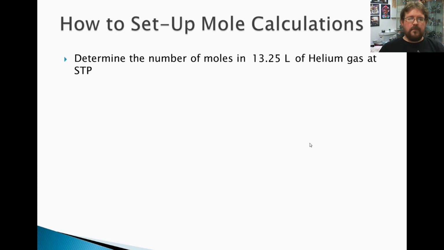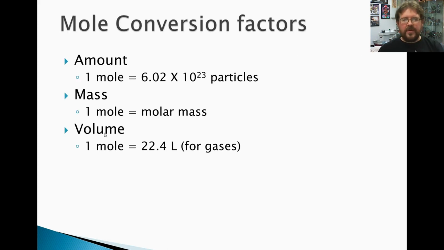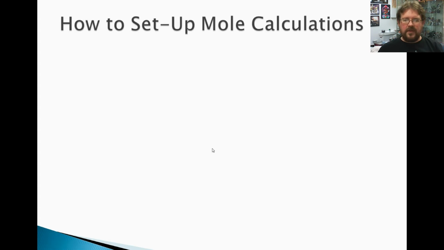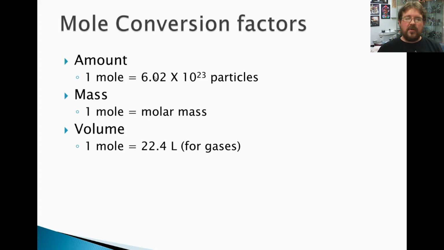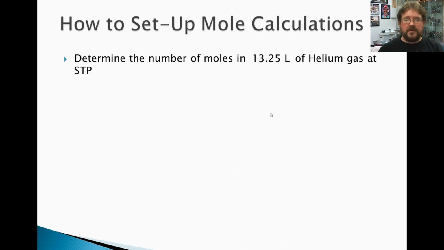So here's a problem for you. Determine the number of moles in 13.25 liters of helium gas at STP. Well, right there it says moles. We knew it was going to mention something about moles because all three of these say mole. It's the other unit. So what other unit does it mention? Liters. So to do our conversion, we need to use whichever one of these three mentions liters. And which one is it? It's this bottom one here. 1 mole equals 22.4 liters. So that is our conversion key, okay?